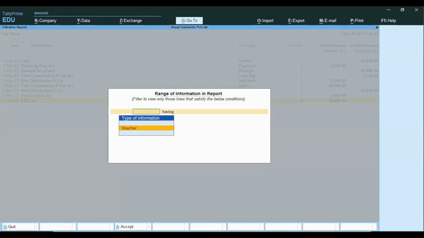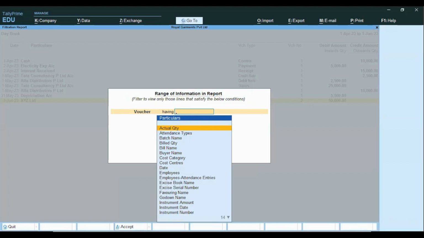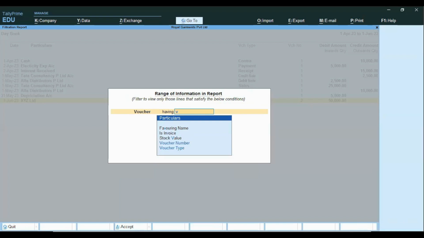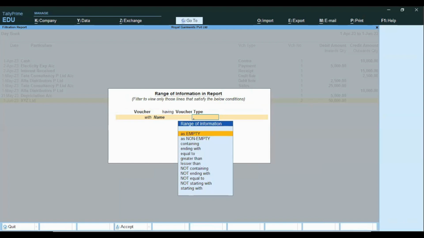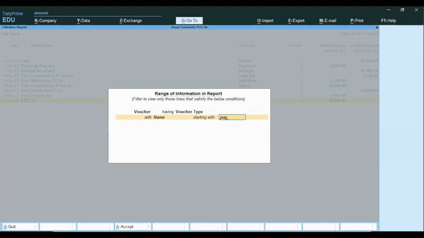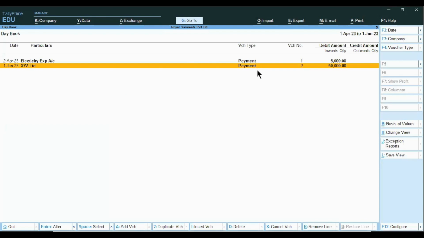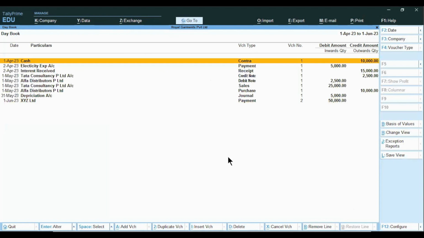I want to see the voucher type with name starting with payment. Enter. Enter. So only two types of transactions, those that are in payment voucher, can be listed in daybook with proper configuration. I'm pressing escape to see all the transactions right from 1st of April till last date.